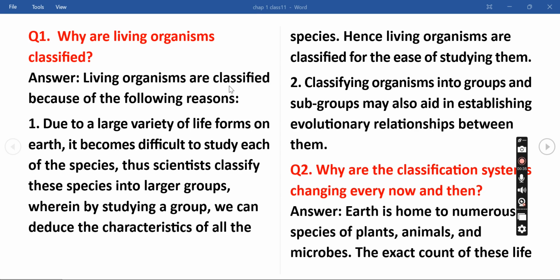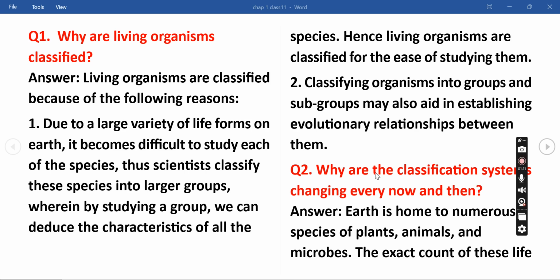You can answer this question in your own language also after reading these 2 points written in this answer. Living organisms are classified because of the following reasons. Due to a large variety of life forms on earth, it becomes difficult to study each of the species. Thus scientists classify these species into larger groups, wherein by studying a group we can deduce the characteristics of all the species. Hence, living organisms are classified for the ease of studying them. Classifying organisms into groups and subgroups may also aid in establishing evolutionary relationships between them.